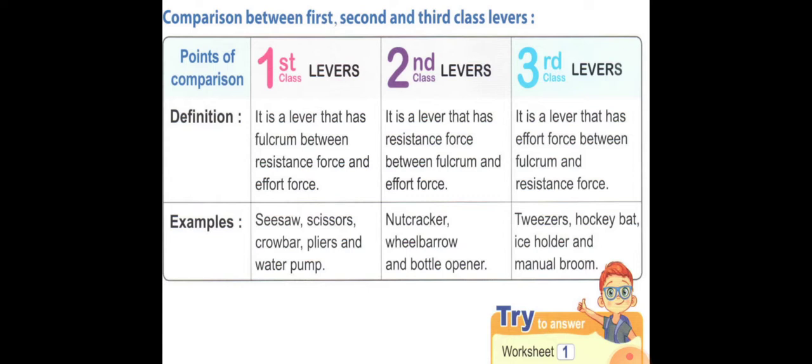Examples: first class levers: seesaw, scissors, crowbar, pliers, and water pump. Second class levers: nutcracker, wheelbarrow, and bottle opener. Third class levers: tweezers, hockey bat, ice holder, sweet holder, coal holder, and manual broom.